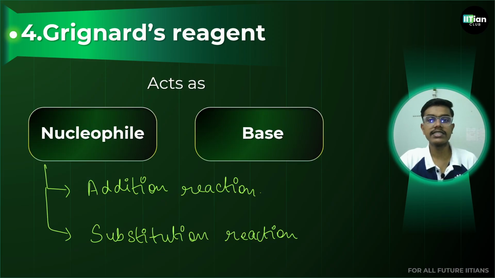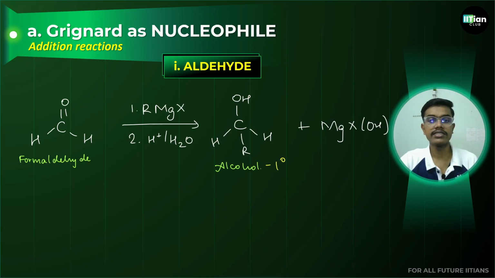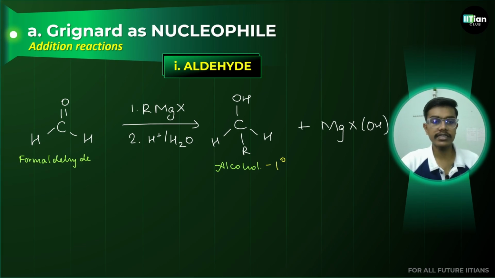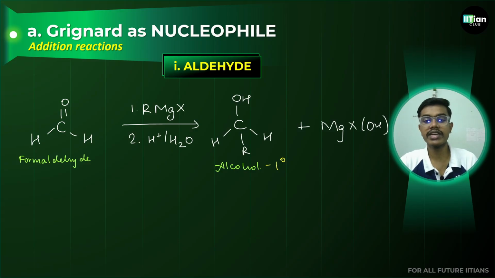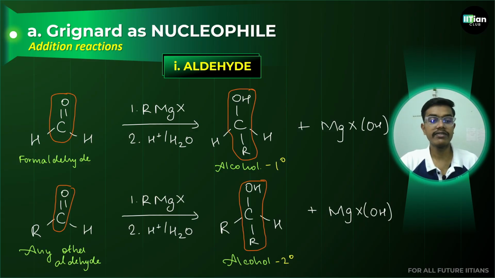And this Grignard reagent can act as a nucleophile and a base. As a nucleophile, it can undergo addition reactions and substitution reactions. We'll begin with the Grignard reagent acting as a nucleophile and its addition reactions. With aldehydes, these form alcohols. In case of formaldehyde, when we are reacting with Grignard reagent and in the second step with H+ and H2O, you will be getting 1 degree alcohol, and with any other aldehyde, we will be getting 2 degree alcohol. We will be seeing the mechanism now so that you will get a more clear understanding.